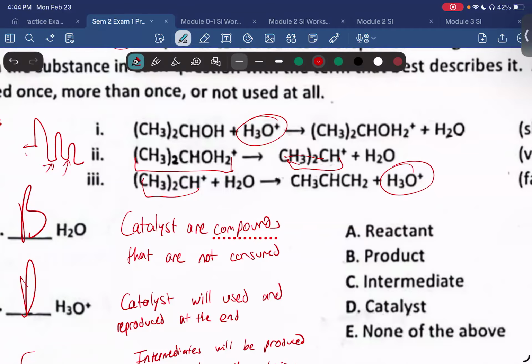Yes. So again, you can always ask me more questions about that. Because I know he didn't really explain that well, but you can see he's literally asking this on last year's exam, so keep that in mind. It's basically opposites. Intermediates are produced and then reused. Catalysts are something that's used in the beginning and then reproduced at the end.